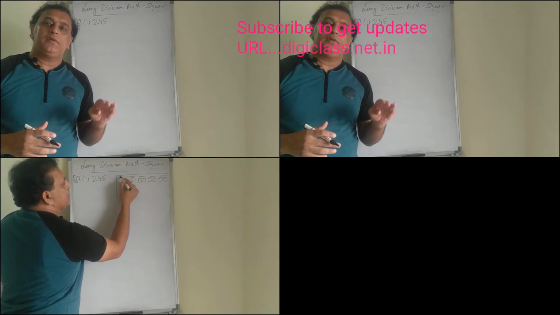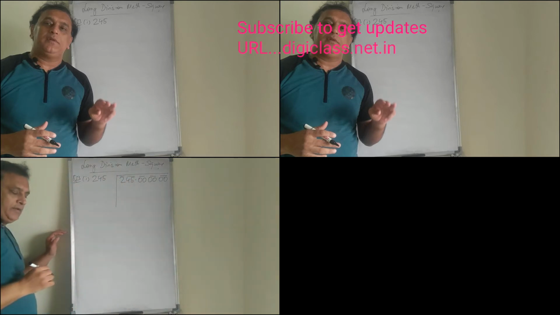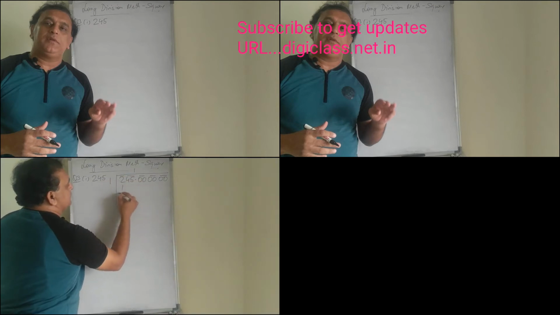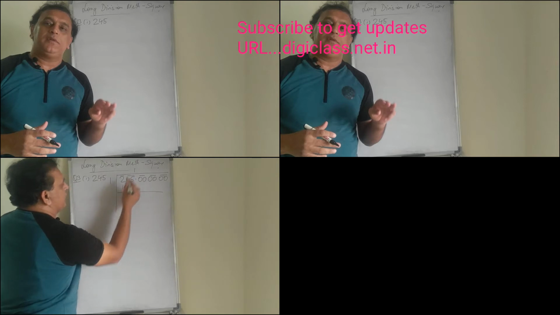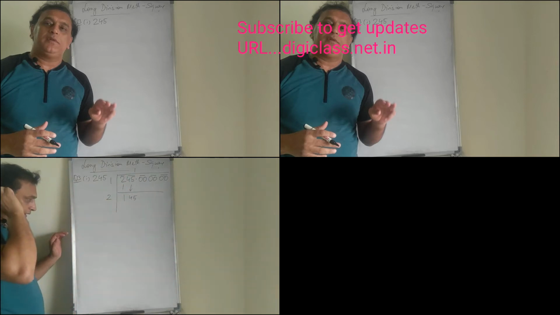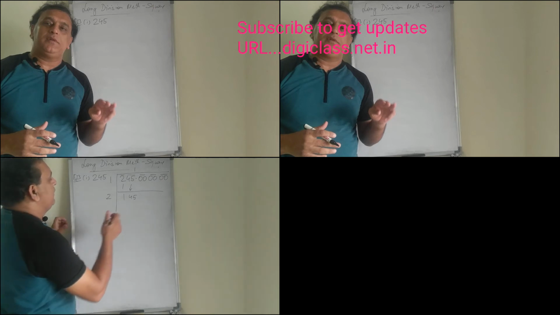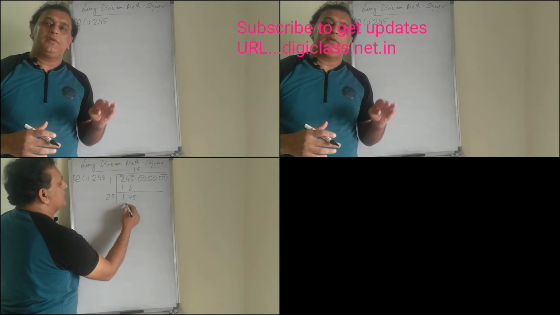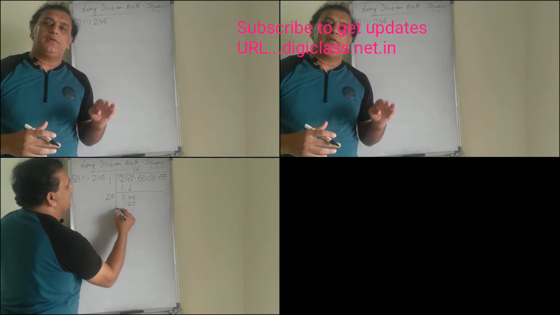Now this is a pair and this single 2 is remaining. So first is y1, then 45 will come down. Twice of 1 is 2. Then which number can we write down? 6 times 25 we cannot write, so 5 times 25 is 125.